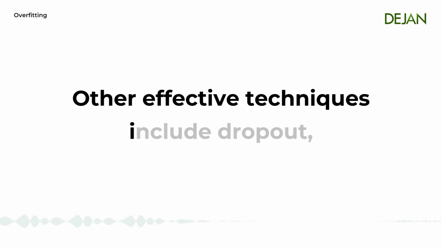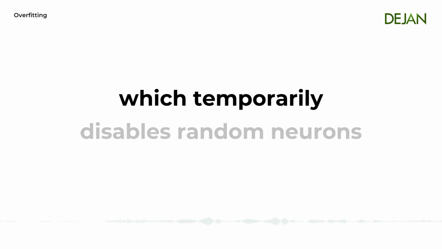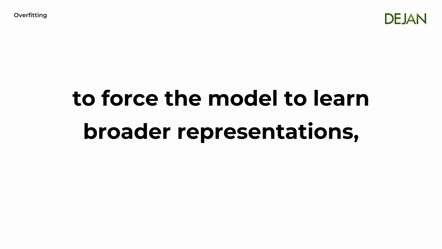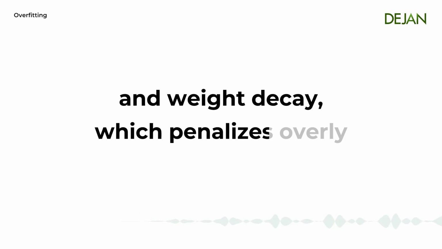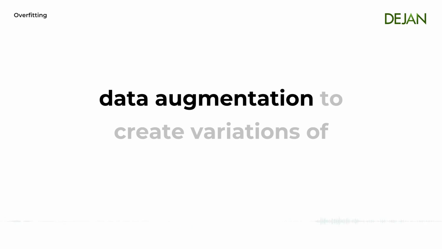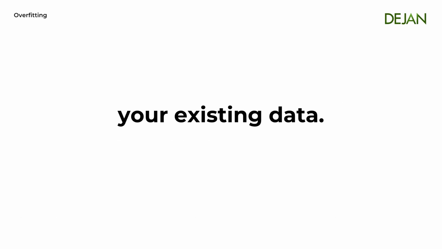Other effective techniques include dropout, which temporarily disables random neurons to force the model to learn broader representations, and weight decay, which penalizes overly complex decisions. Finally, you can use data augmentation to create variations of your existing data.